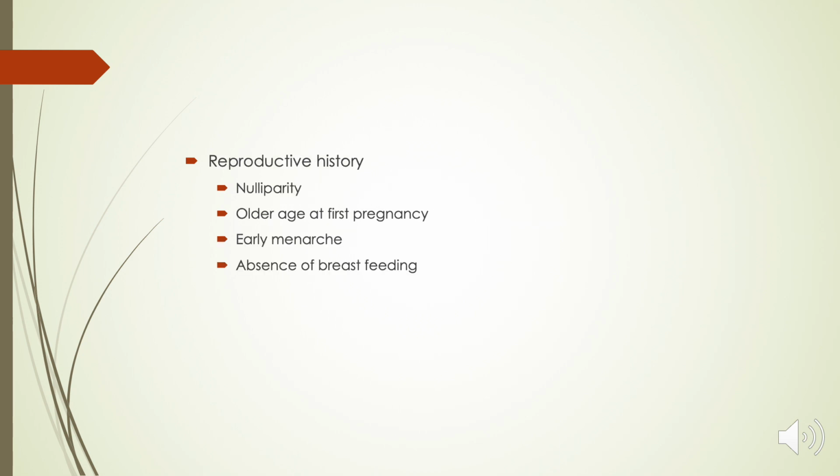Also, reproductive history has an impact on the risk of breast cancer. For example, nulliparity, meaning women who have never been pregnant, older age at first pregnancy, early menarche, meaning early age of having the first menstrual cycle, and absence of breastfeeding. All of these increase the risk of breast cancer. This is basically explained by a higher or longer exposure to estrogen, which, as we will see later, has an important role in promoting and developing breast cancer.